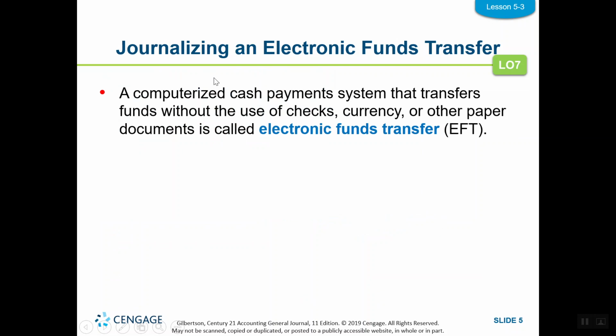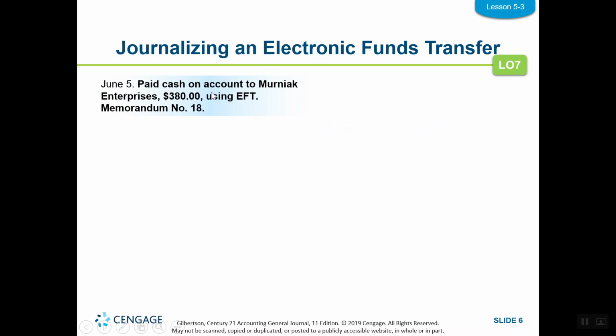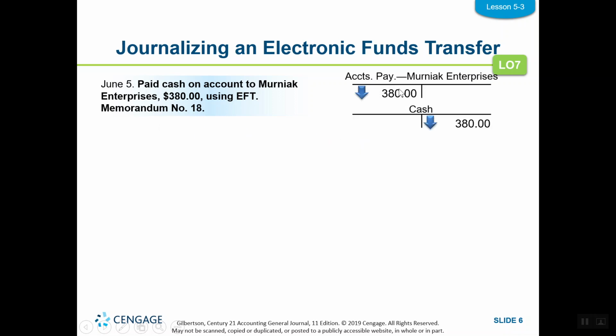Now, electronic funds transfer. A computerized cash payment system that transfers funds without the use of a check, currency, or other paper is called electronic funds transfer. So we go online, we pay the bill online. So we paid cash on account to Murnack Enterprises, $380 using EFT, memorandum number 18. We now owe less to that company, so we're going to reduce our accounts payable with a debit. We paid cash, so we're going to decrease our cash with a credit.